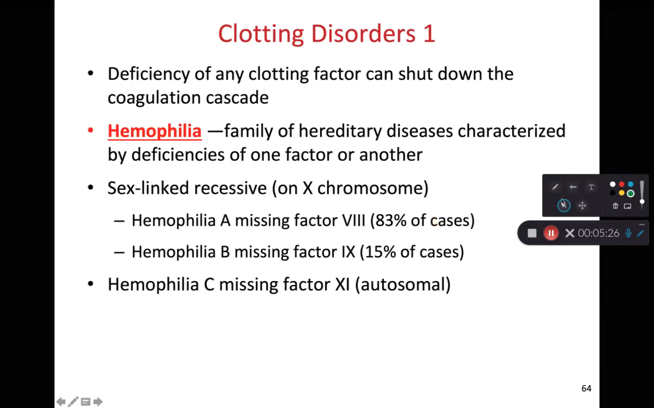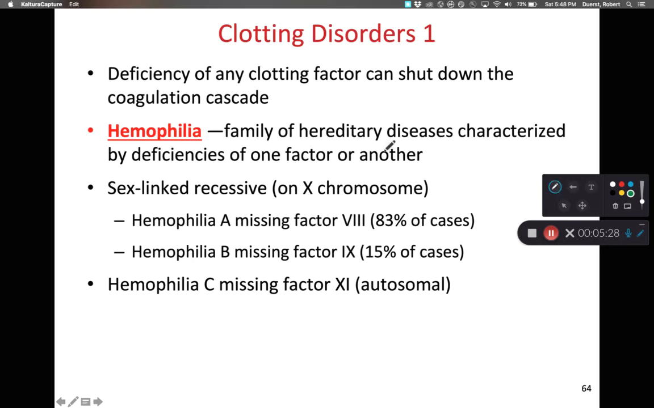Thank goodness. But we still have clotting disorders. Any kind of mutation or deficiency, or an excess, too much vitamin K, too much calcium, for instance, can cause the coagulation cascade to be overactive or underactive.